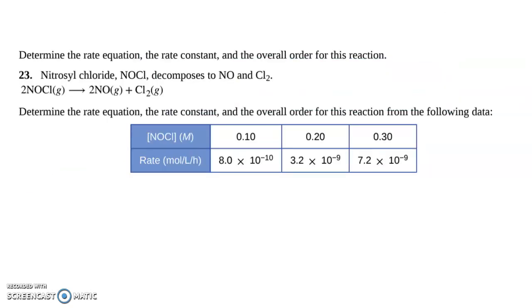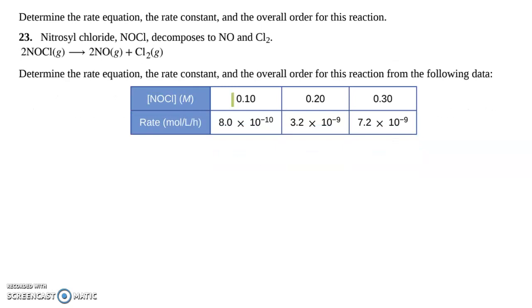Okay, let's look at one where the rate isn't constant the whole time. So based on what we just did, go ahead and try to use the data that's provided to determine the rate equation, the rate constant, and the overall order of this reaction. So please go ahead and pause the video and try that for yourself first. So I'm going to use trials 1 and 2 because that's where our concentration doubles.